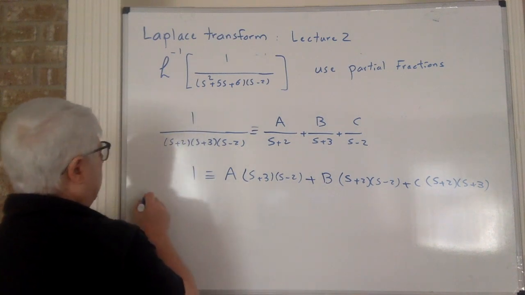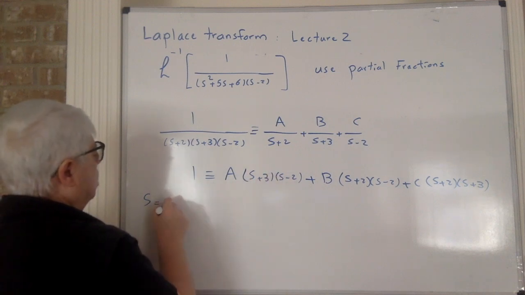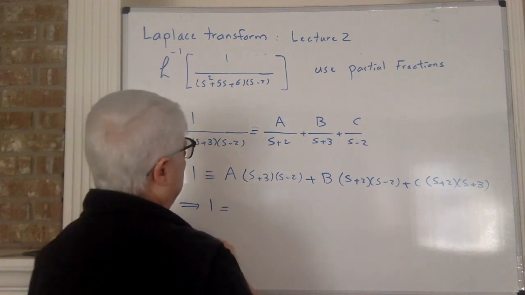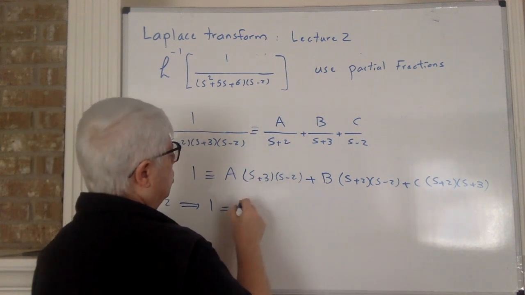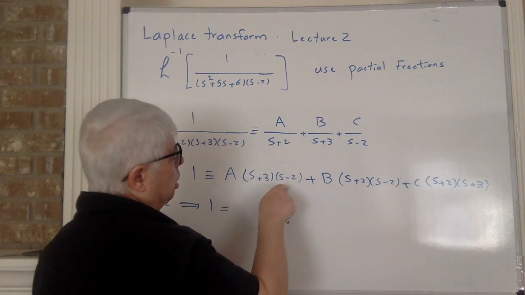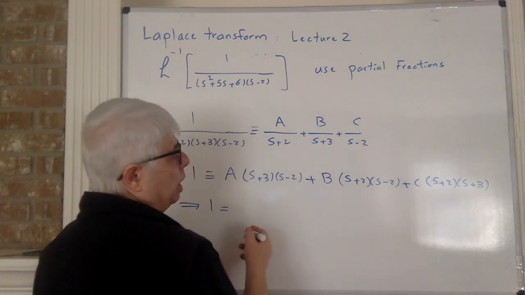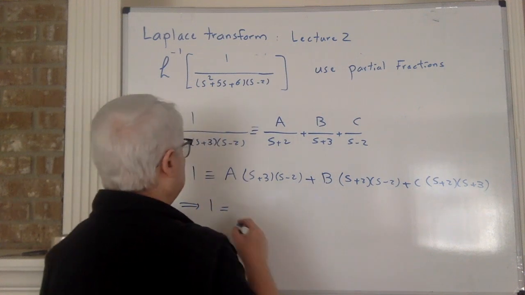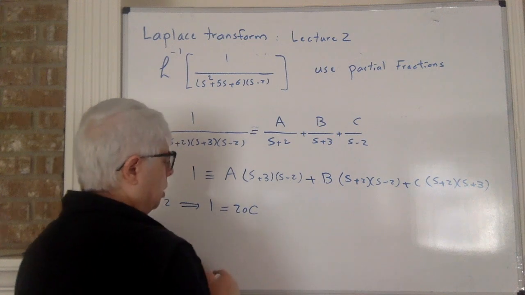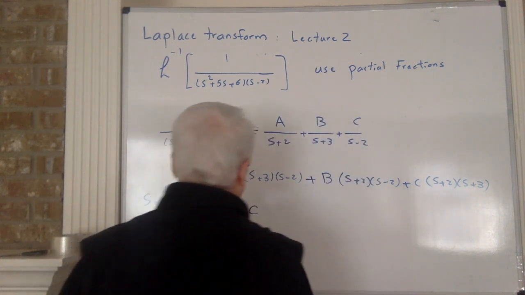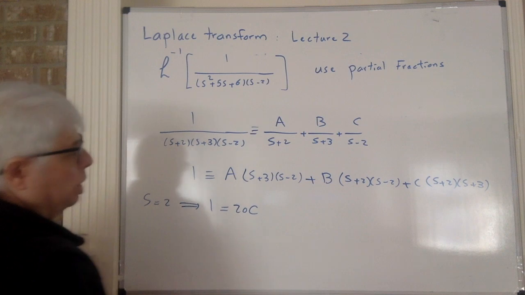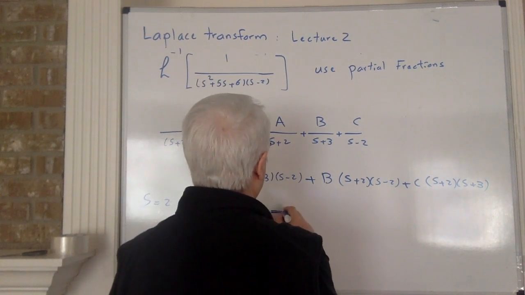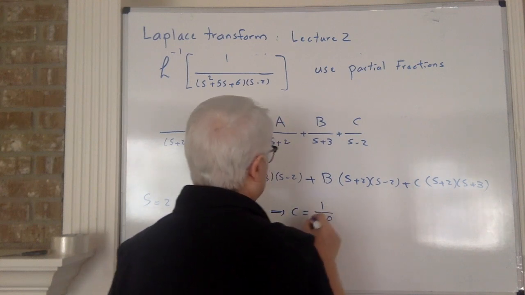So if I set s to be 2, that gives me 1 is... this is 0, this is 0, this is 0. Only C remains. So I have 2 plus 2 is 4 times 5 is 20. Yes, that's what 20 times C is, so 1 is 20C. So C is 1 over 20.